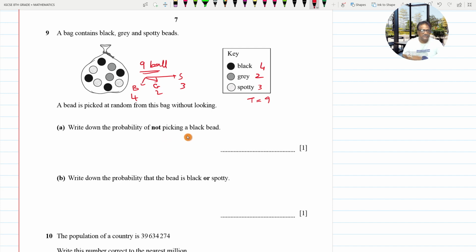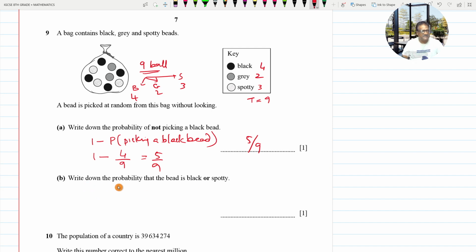Not picking up a black bead will be 1 minus the probability of picking a black bead. So this will be 1 minus the probability of picking up a black bead, which will be how much? Black are how many? 4. So it will be 4 out of the total, 9. So 4 upon 9. When you work this out, it should be 9 minus 4, 5 upon 9. The answer for this is 5 upon 9.